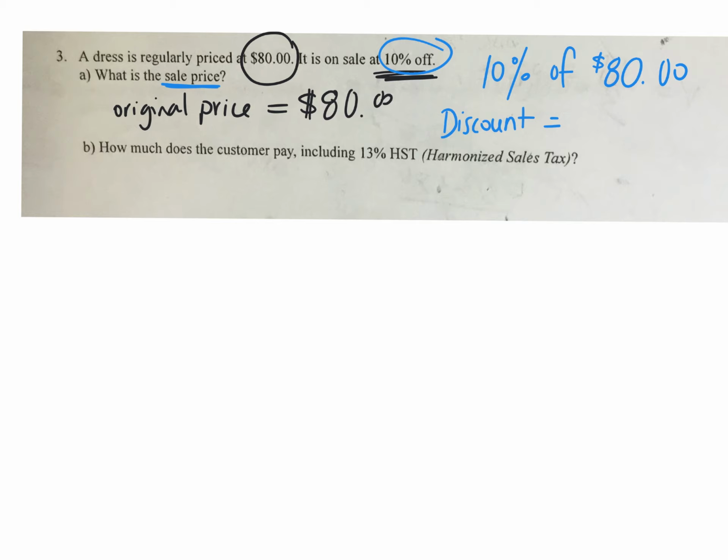How do you calculate percent of a number? What do I do with this 10%? What do I turn it into? 0.10. And what does "of" mean in math? Times 80. So I want everyone to do that right now in their calculator. What's 0.10 times 80? This will give us the discount. That's our saving. That's what you're getting off.